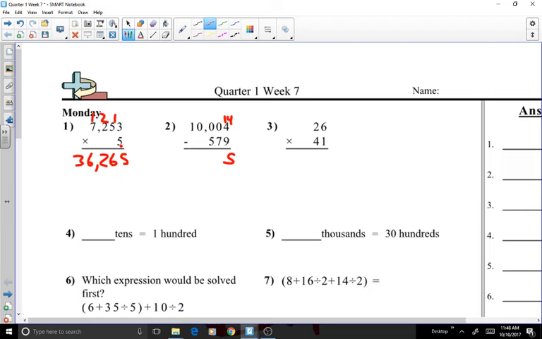Where'd I get the 10? From here. Well, there's 0 there. There's a 0 there. It's because of 9. So here we go. 9 minus 7 is 2. 9 minus 5 is 4. Bring down the 9. 9,425.